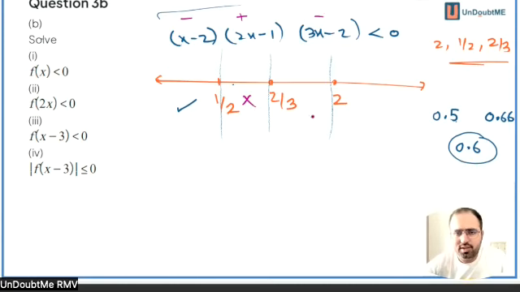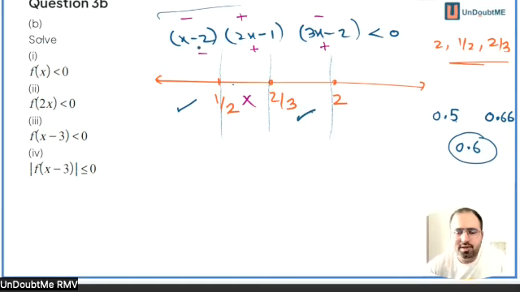Likewise, we can check for the other two also. Between 2 by 3 and 2, I can place 1, the easiest one. So 1 minus 2 is negative, 2 minus 1 is positive, and 3 minus 2 is positive. This is satisfying. And at last, beyond 2.